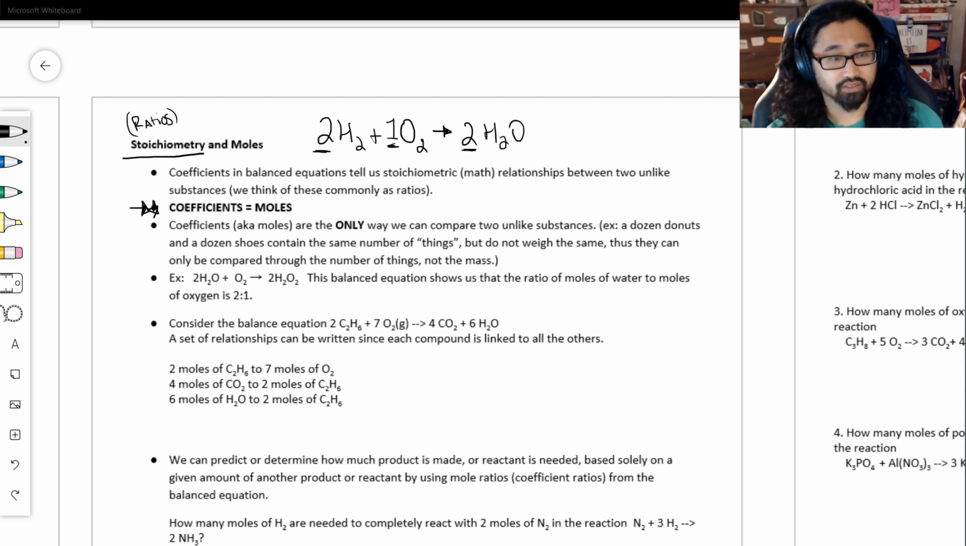The reason that's particularly relevant is because it's also the only way that we can compare how much of something we need versus how much of something we are going to make. I had said before that these chemical equations are kind of like recipes.